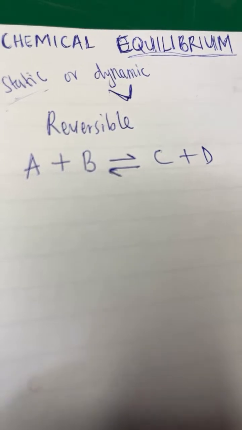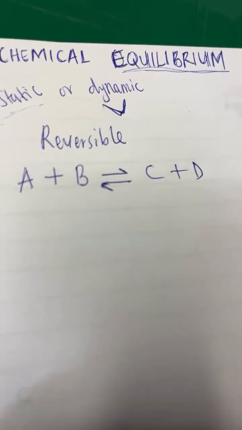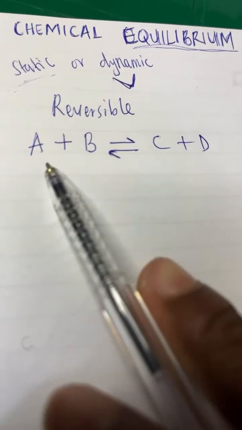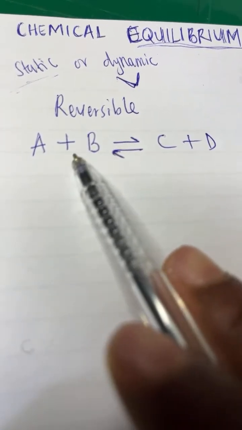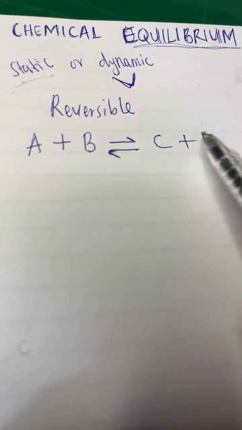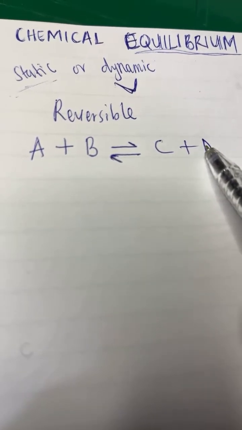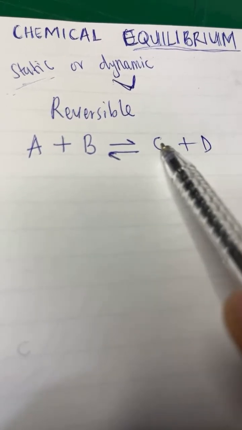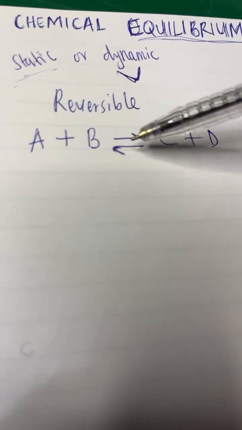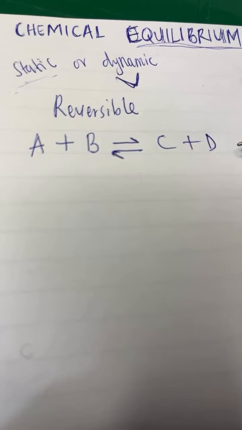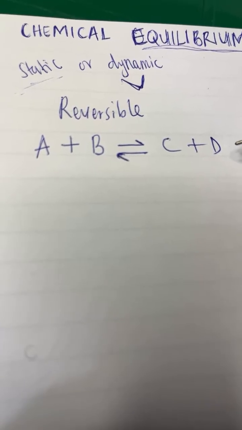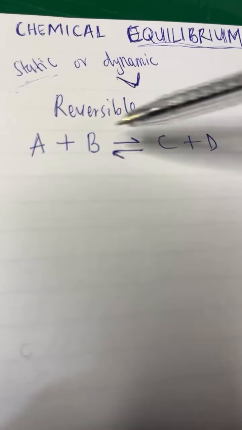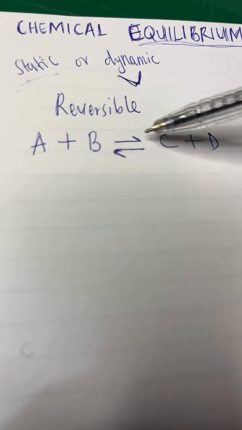Let's say they give us C plus D. So you can see I'm giving you an example. Two reactants, let's say A and B, react to give us C and D. You can see this sign, this arrow is showing the forward reaction. The reaction is going in the forward direction. You understand? This particular arrow shows that this is the forward reaction.